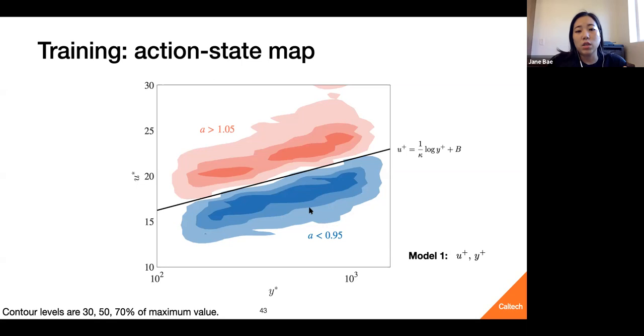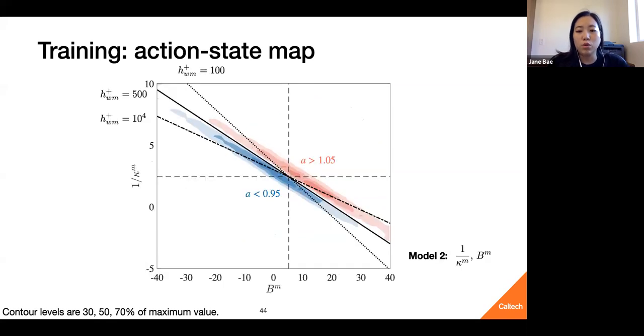So what we see here is that the control mechanism that we've devised actually works, and that the reinforcement learning model was able to figure out how to control the wall shear stress so that our states would move closer to the true log law. So this was for model 1. For model 1, our states were U and Y, and this is our action state map.